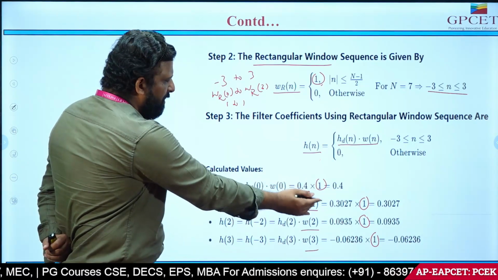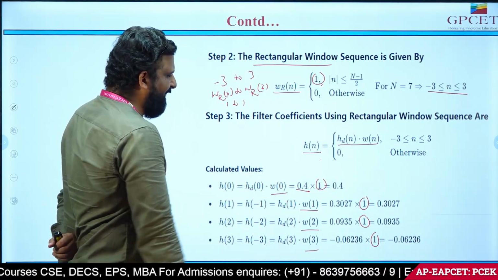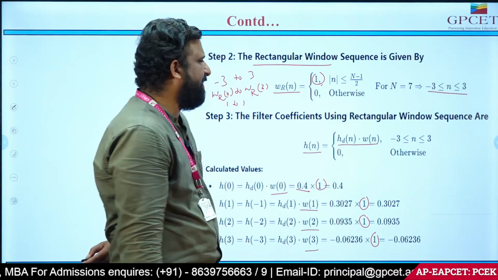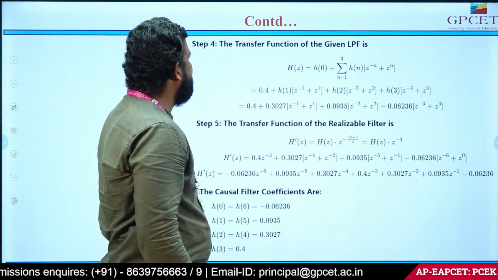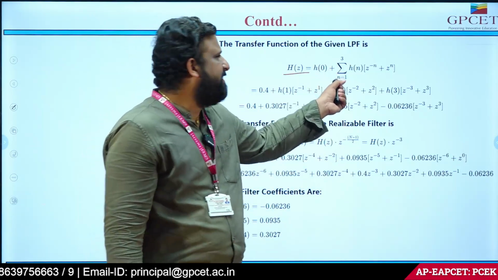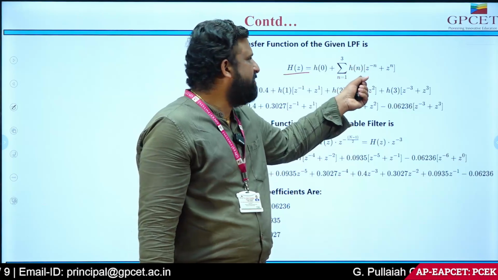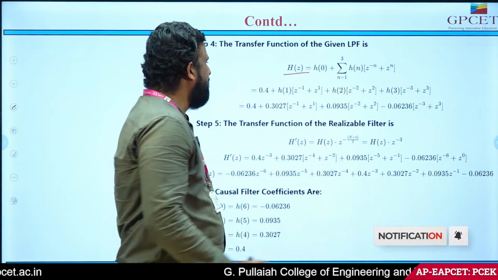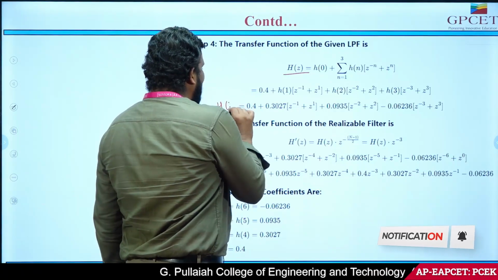We multiply all the ones with hd of n values, and we get the values of the filter coefficients, that is h of n. And finally, the transfer function: we know that h of z is equal to h of 0 plus summation n equals 1 to 3 of h of n times z power minus n plus z power n. Substituting the values, we get h of z, which is an anti-causal filter.